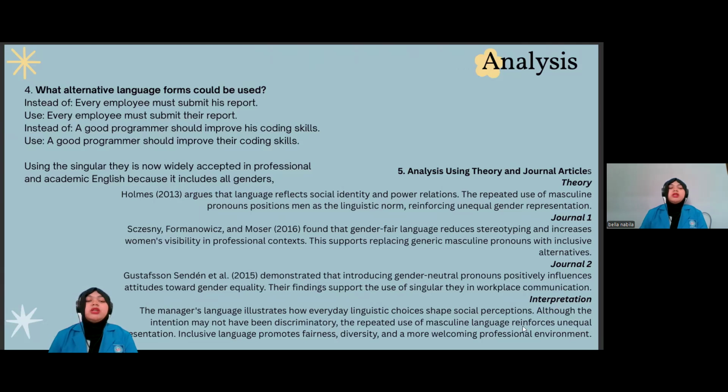The interpretation: the managerial language illustrates how everyday linguistic choices shape social perception, although the intention may not have been discriminatory. The repeated use of masculine language reinforces unequal representation. Inclusive language promotes fairness, diversity, and a more welcoming professional environment.